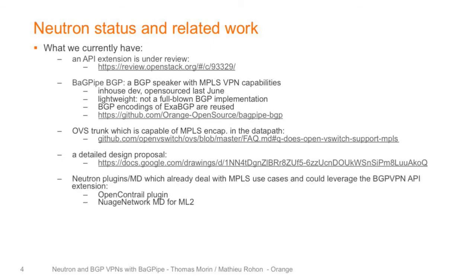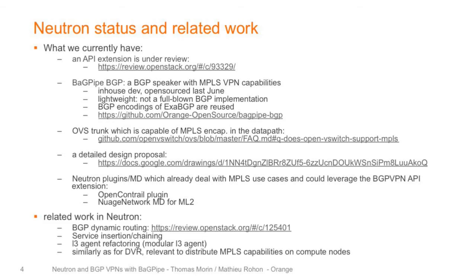It is important to say that other Neutron plugins and or mechanism drivers could also leverage the new API. We are thinking of OpenContrail or Nuage Networks, which also have MPLS capabilities. There is other related work in progress in Neutron. There is, of course, the BGP dynamic routing, which is under review, and that also needs BGP speakers.